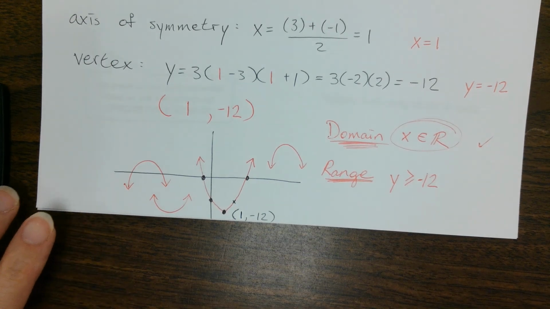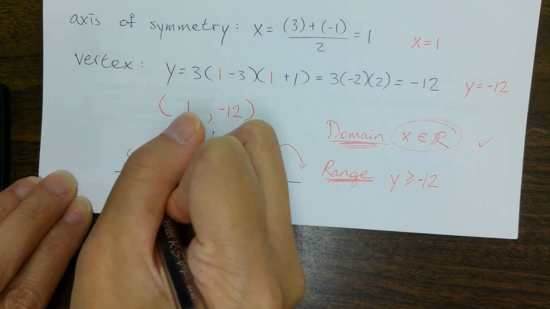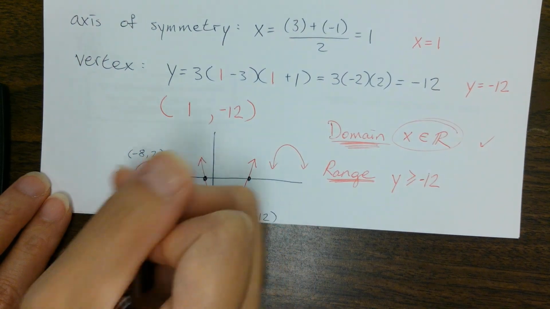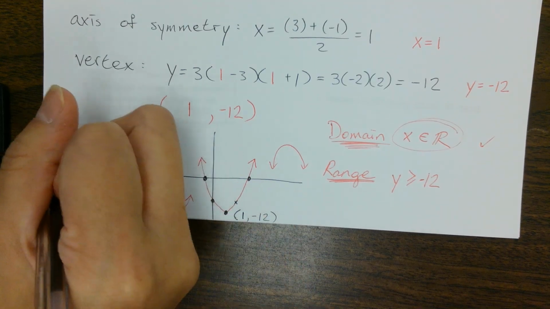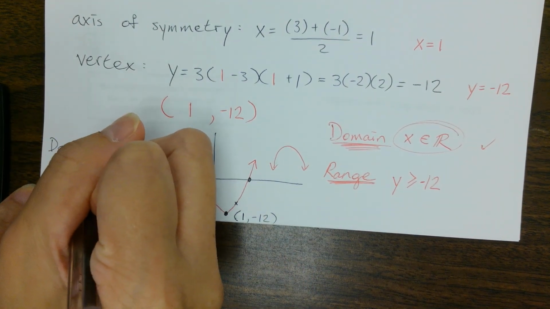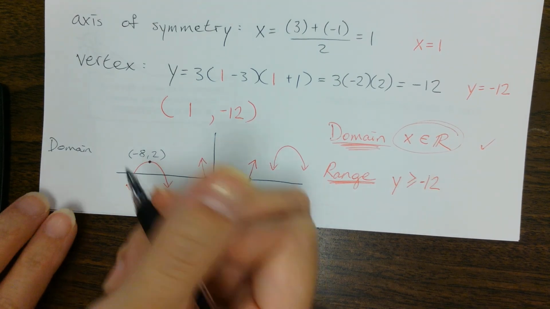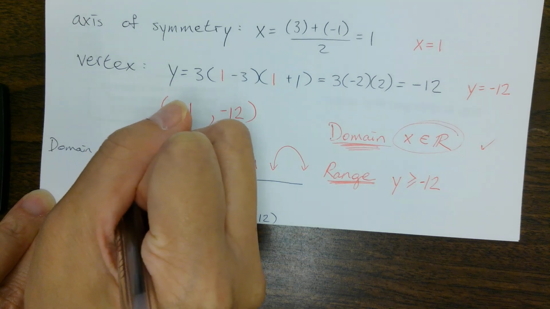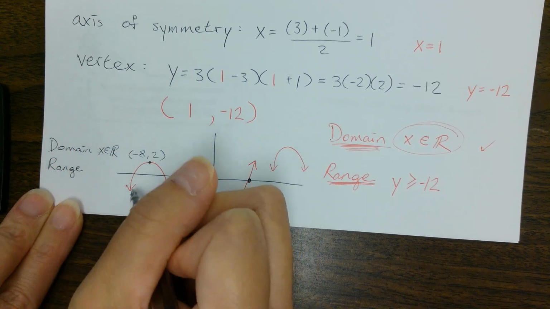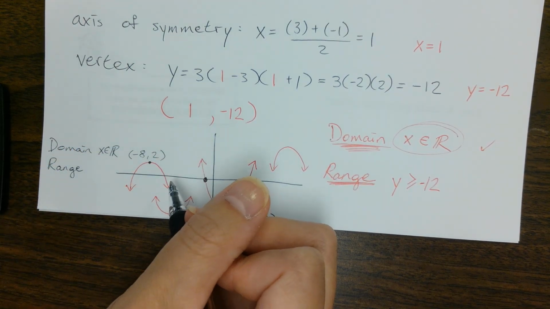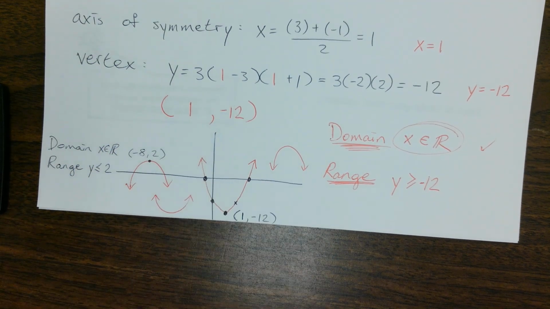So let's just say, for example, let's say this one, my vertex is negative 8 and 2. What would my domain and range be for this parabola right here? Domain would be, for the free mark, x belongs to all the real numbers, right? And what would the range be for this parabola? Yep. Anything under 2. Y less than or equal to 2.